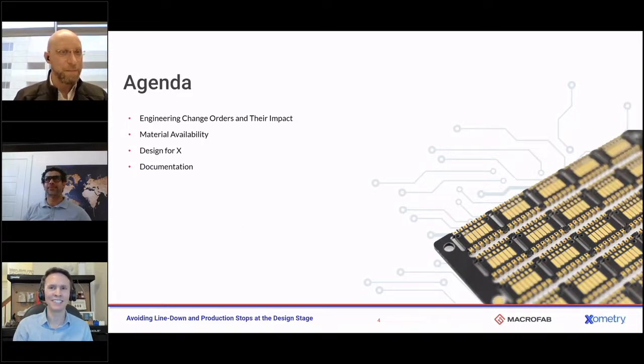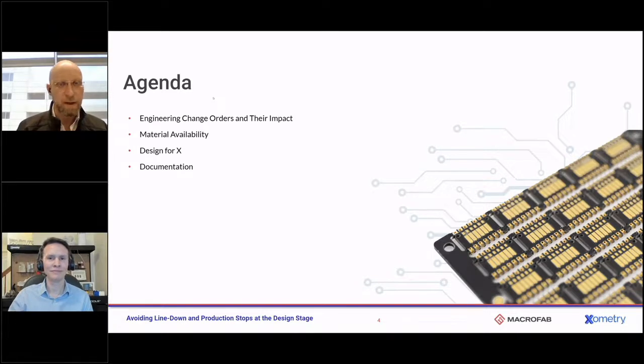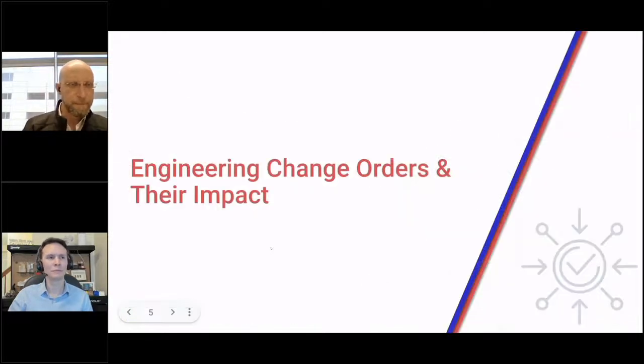This will be fun. So for our agenda, we're going to talk about what engineering change orders are, how they impact your production, and then we're going to talk into some major causes for engineering change orders. They are material availability, design for X, and by that we mean design for manufacturability, design for assembly, and design for test. And then finally, we're going to jump into documentation. So let's go ahead and get started on engineering change orders and their impact.